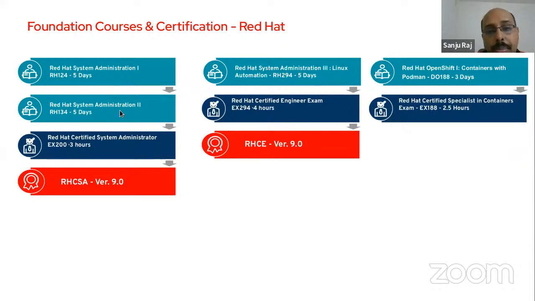We also have Red Hat System Administration Part 2, RH134, which is also conducted over 5 days. After completing these 2, you need to go for an expertise exam. So we have the Red Hat Certified System Administrator exam, called EX200. It's a 3-hour exam where we test your skills for managing multiple Red Hat systems. So you will have systems where you will be required to perform hands-on activities.